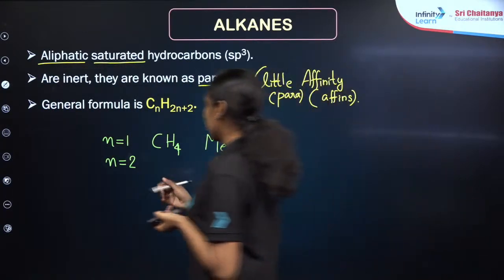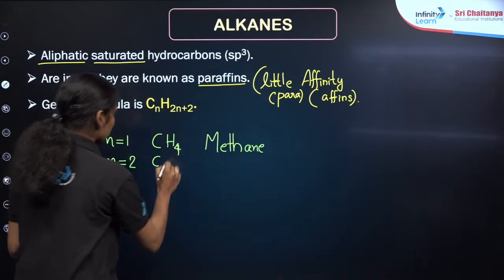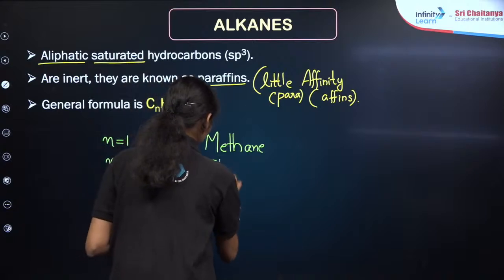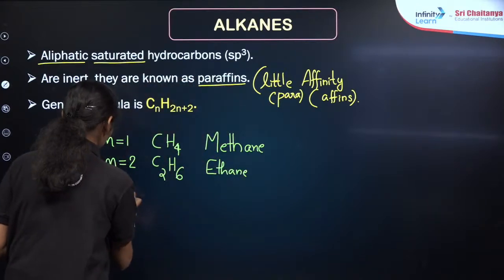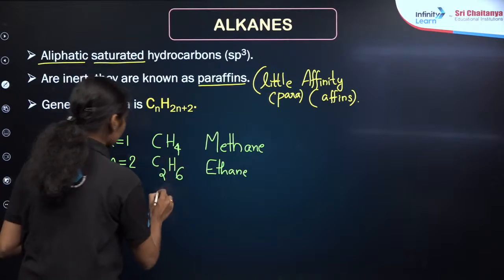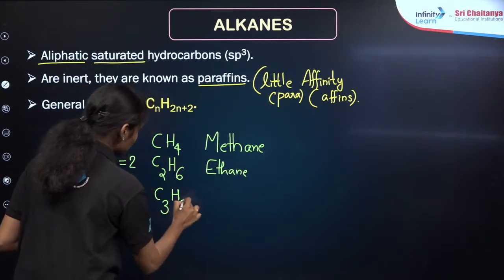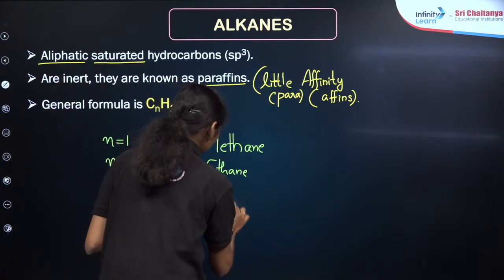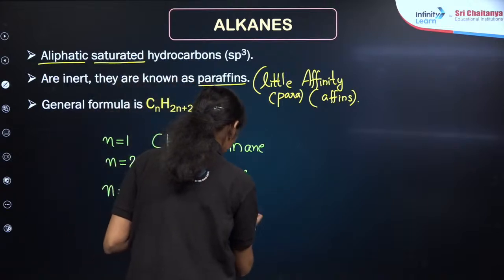Ethane, right? So, n is equal to 2. So, I am taking here C2, 2 into 2, 4 plus 2, 6, right? C2H6. Ethane. What about the next one? n is equal to 3. C3H8, right? 3 into 2, 6 plus 2, 8. C3H8, it will be propane. So on, it will become butane, pentane, hexane, heptane, right? Just like that, right?